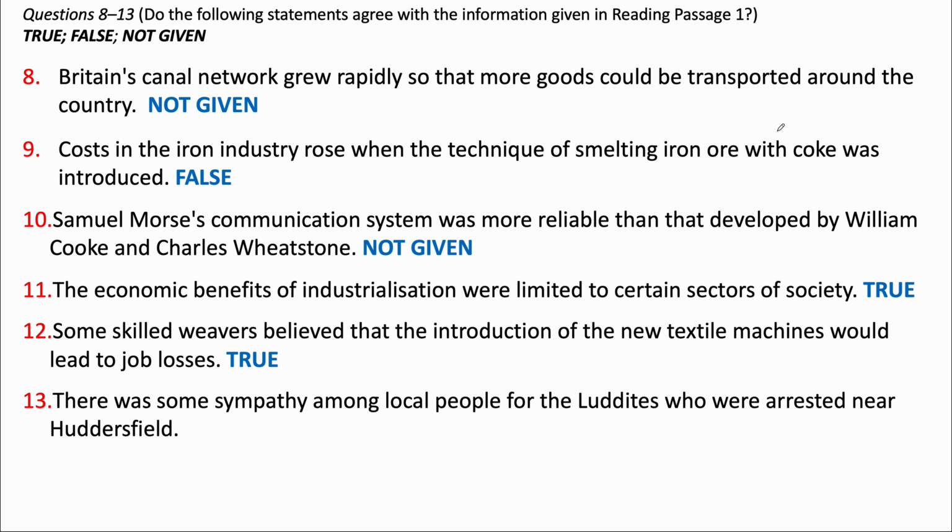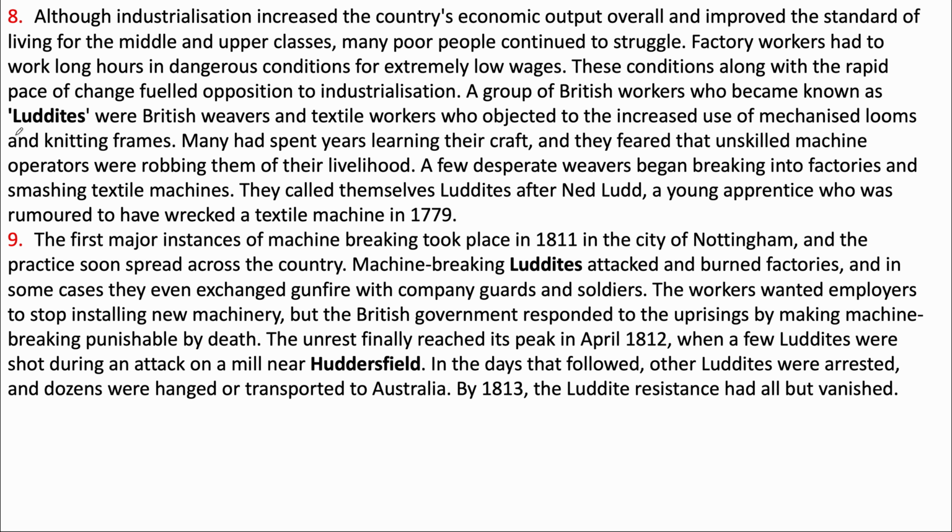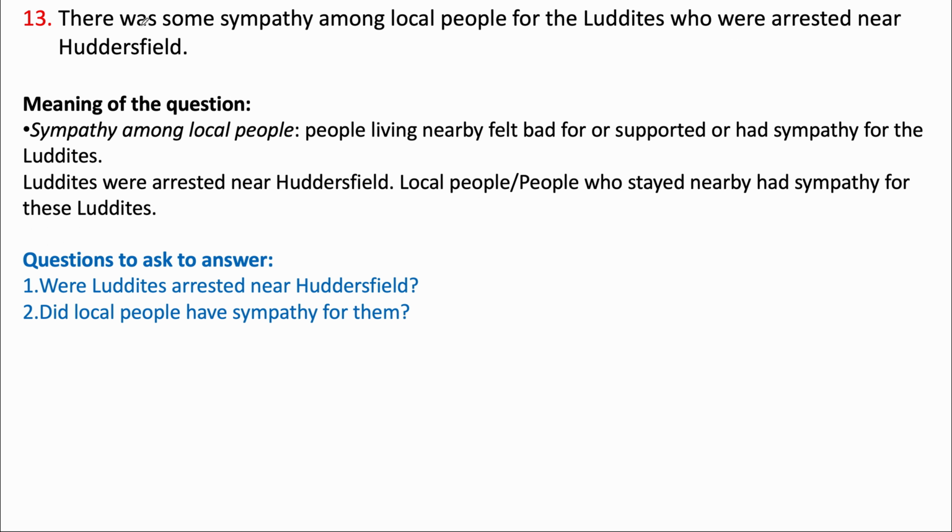Moving on to the 13th question. There are two capitalized words in this question. Luddites is mentioned both in the 8th and 9th paragraphs, but Huddersfield is mentioned only in the 9th paragraph. So we'll look for the answer in the 9th paragraph. The question says there was some sympathy among local people for the Luddites who were arrested near Huddersfield. To have sympathy for someone means to feel bad for someone, to have compassion for them, or to support them.